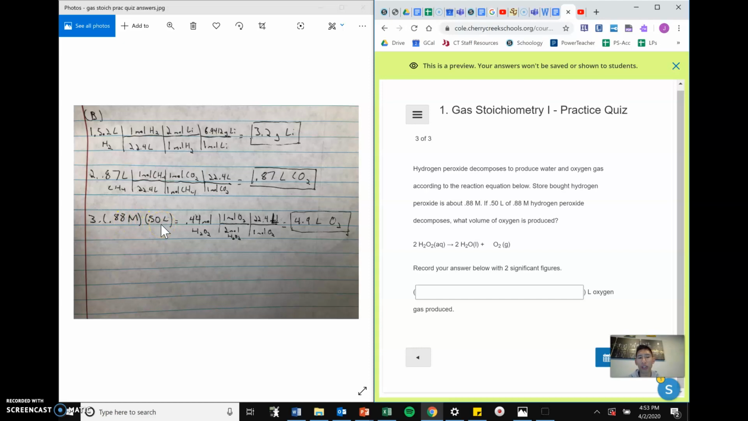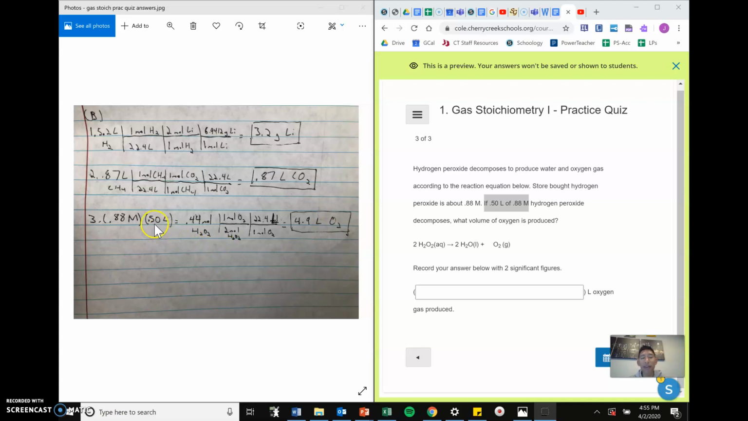That's from when we were doing solution stoichiometry in the molarity, where the concentration times the volume gives me number of moles of H2O2, hydrogen peroxide. And that's 0.44 moles of H2O2. And for every 2 moles of H2O2, I have 1 mole of oxygen produced. And for every 1 mole of oxygen, I have 22.4 liters. And so I end up, after putting this into the calculator, with 4.9 liters of oxygen gas.